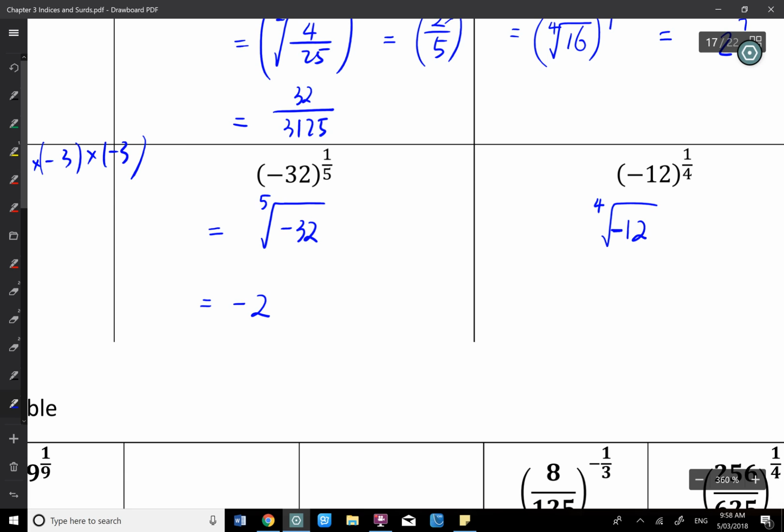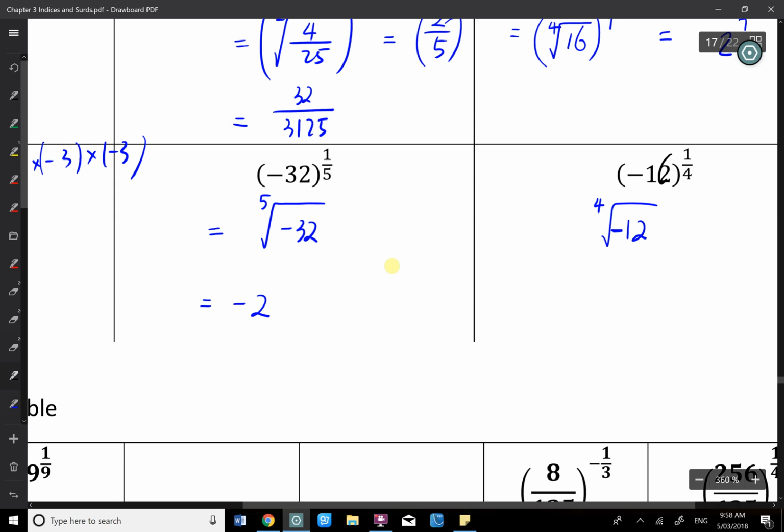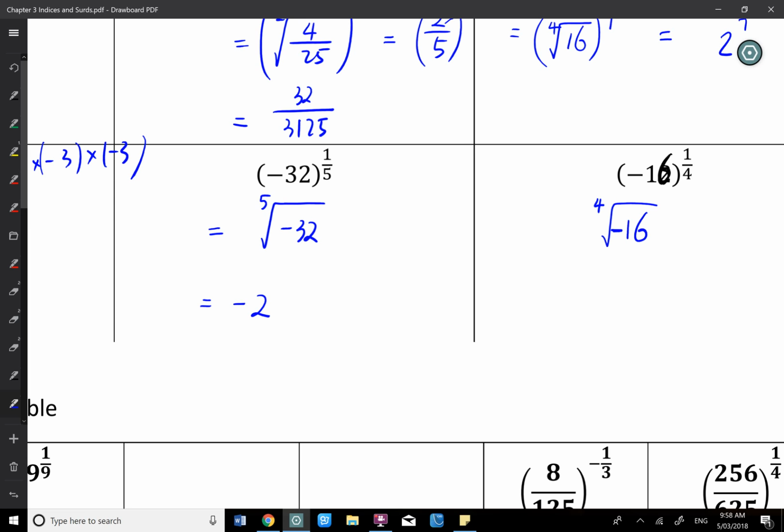What can you say about this question? Or what's the answer? Well, let's change 12 to 16. 12 is not a good number, so I will change that to 16. What do you think this will simplify to? Negative 2, which means 4 negative 2s multiplied together give you negative 16. Is that possible?